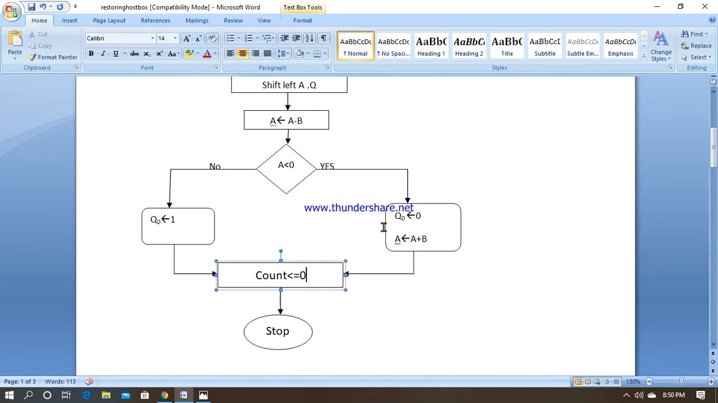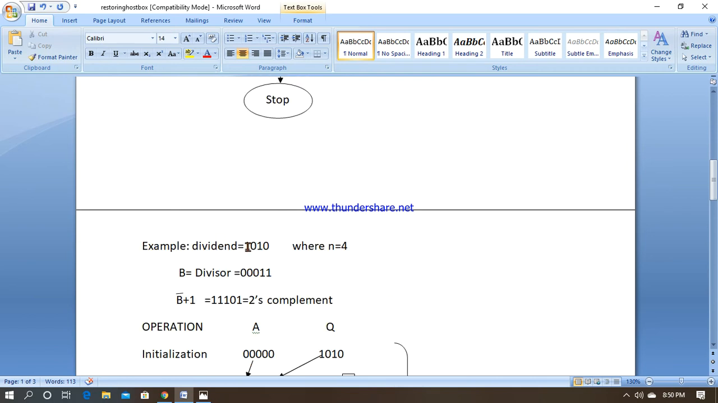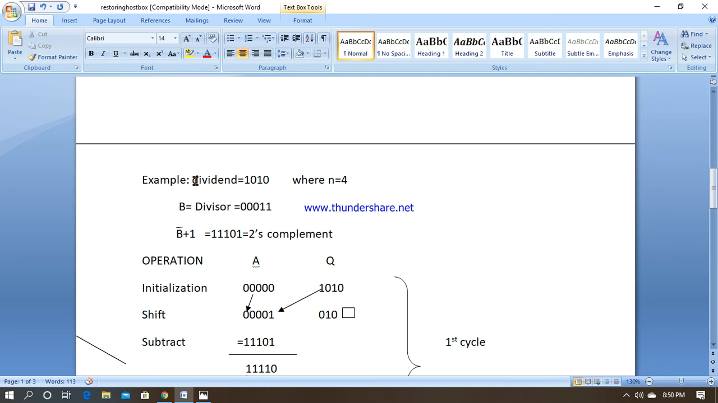So let's go for the problem sum here. We are going to solve the integer division using the restoring division method or division algorithm. Assume the dividend is equal to 1010 and the divisor is equal to 0011. So we first initialize the dividend, that is 1010, which is 4 bits, and B, the divisor, is equal to 0011.